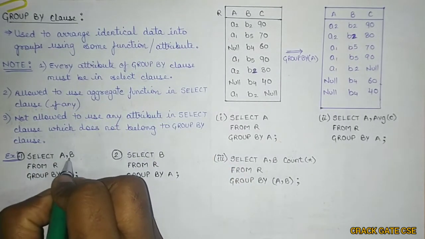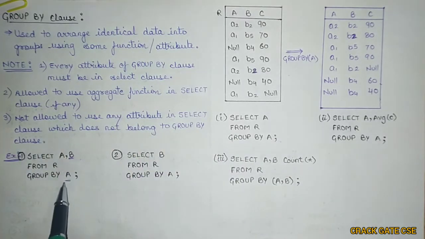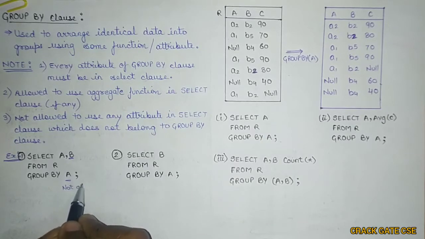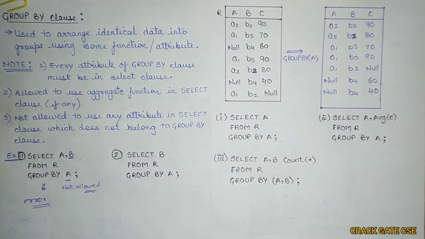You can see here we are using B in the select clause, which does not belong to the group by clause. That means this is not allowed. So this kind of query is not allowed. These kinds of queries will give you an error while compiling or running them. It will not give you any output.